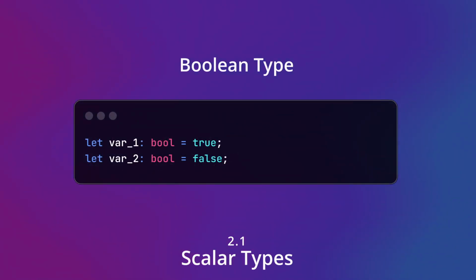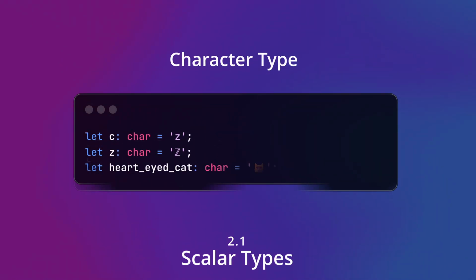Next we have Boolean types. As the name suggests, these hold only true and false values, and they consume the least amount of space. One variable of Boolean type only takes about 1 bit. And finally we have character types. These can hold any type of character from a regular ASCII to an emoji.